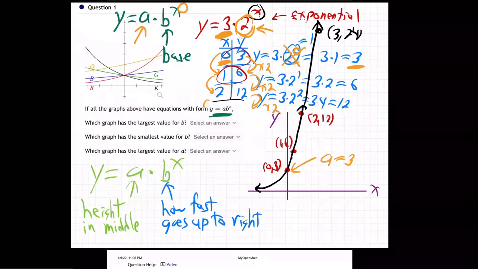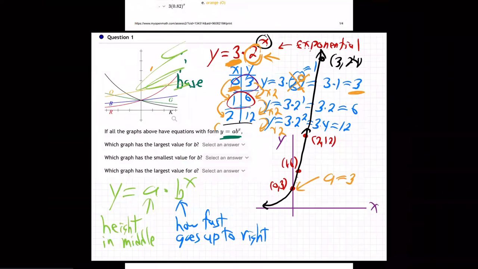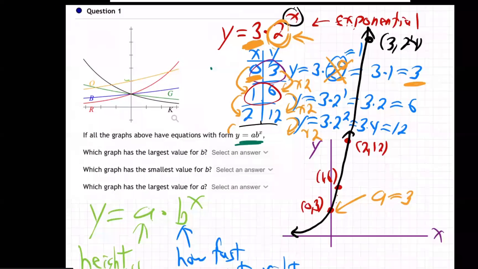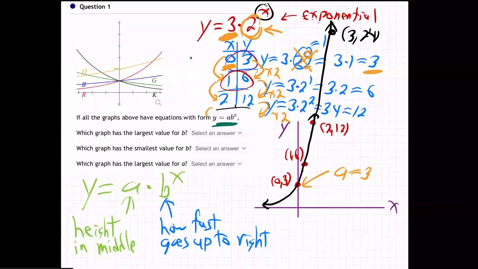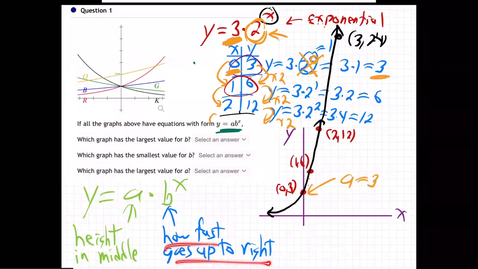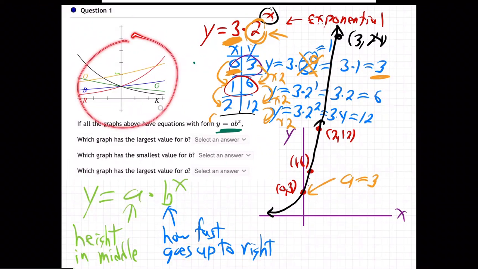Okay, well then let's answer the questions now. Getting back to the question, they ask us, which graph has the largest value for b? What's b again? B is how fast it goes up to the right, how fast it grows, explodes to the right. So which one of these graphs, the yellow, red, blue, green, or black, I get 5 of them, goes up the fastest as you go to the right? If you're driving your car, this was a mountain, or a roller coaster, which one's going up the steepest?